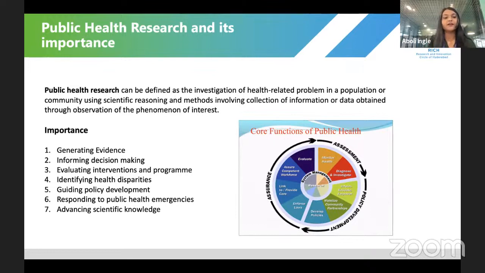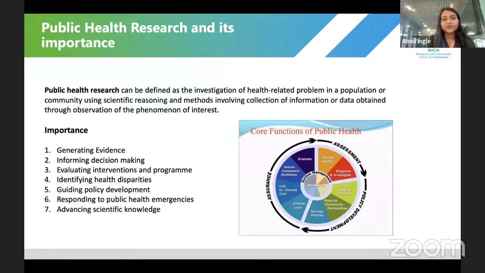So research helps in evaluating the intervention programs and several other projects that we implement in the area of public health. So it helps us to better assess the outcomes and impact of any intervention or any project for that matter.